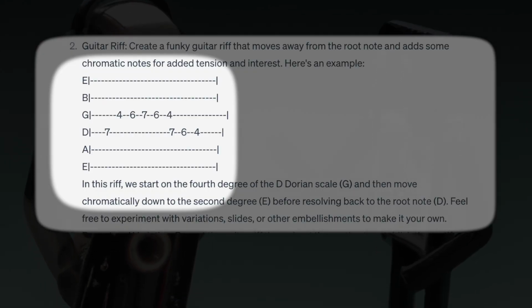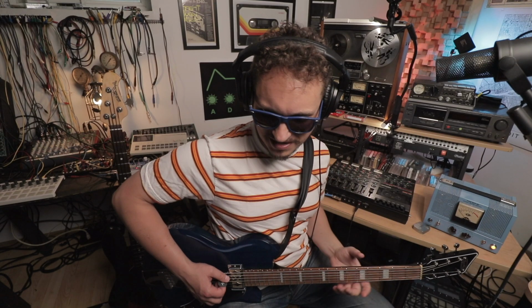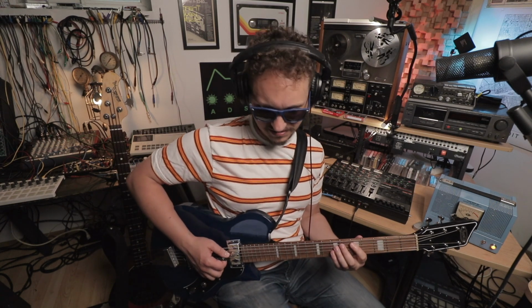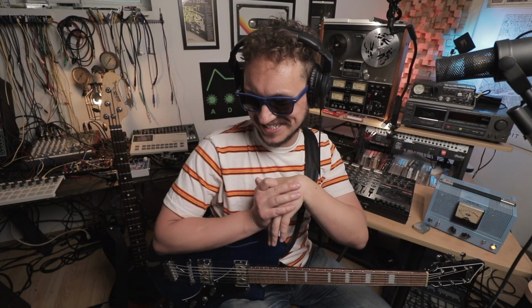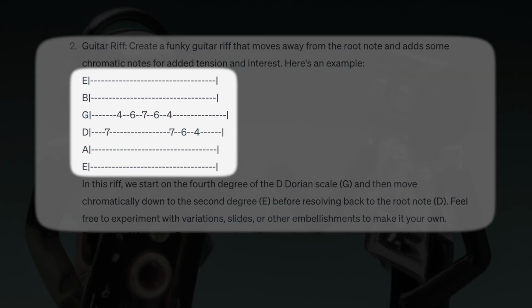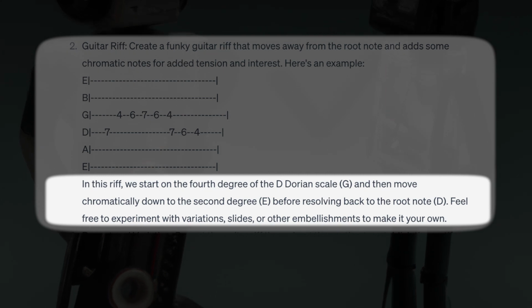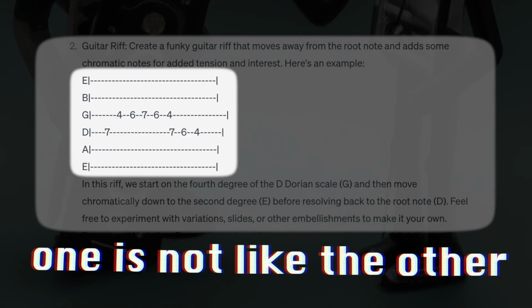This tab is hilarious. ChatGPT clearly knows something about tab, but it says, let's stick with D Dorian, and then it proceeds to give you these notes here. It's giving you D major, which is very incorrect. It's not D Dorian. But if you read the text, it's got that tab, but then it says, in this riff, we start on the 4th degree G and move chromatically down to the 2nd degree E. That doesn't match what's written there.